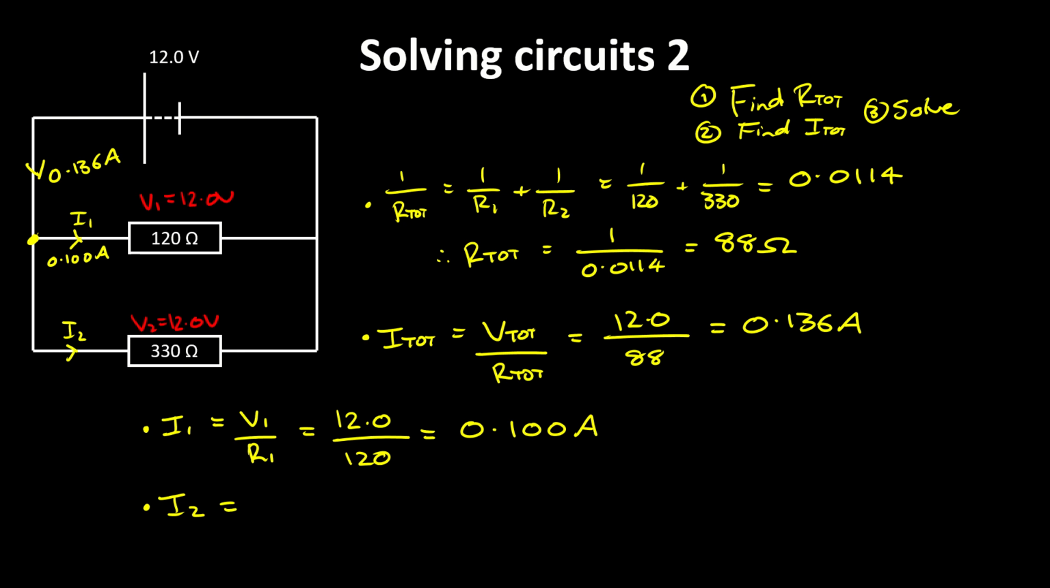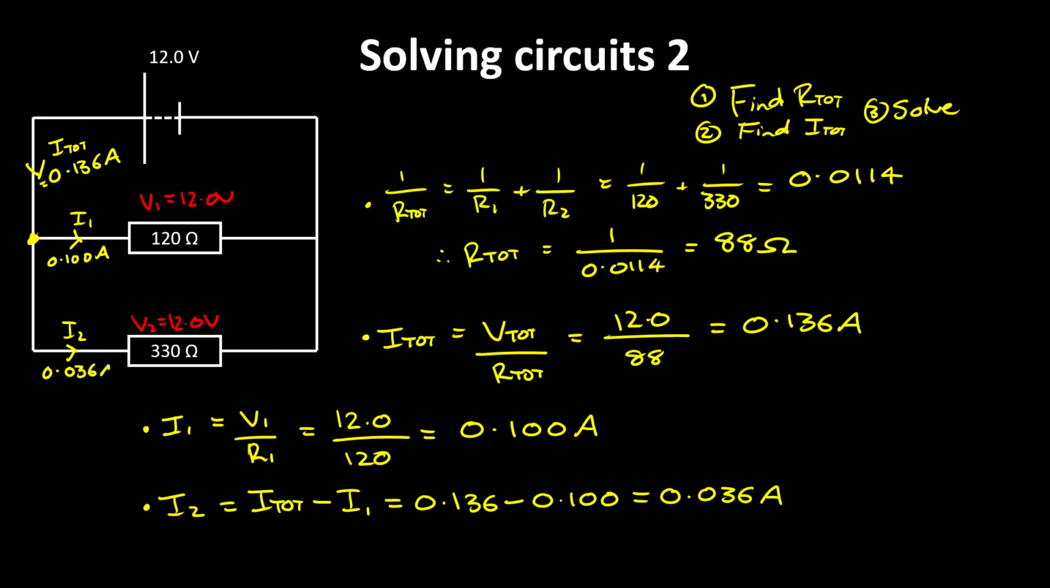Now, we need to find I2. We could do the same thing, V2 over R2, but just to show you there is another way of doing it, we know that the total current coming in is 0.136, and we know I1 is 0.100, so we could find this by going the total current minus I1, because all of the current has to go somewhere. So it's going to be 0.136 minus 0.100 is 0.036 amps. So that one here is 0.036 amps.